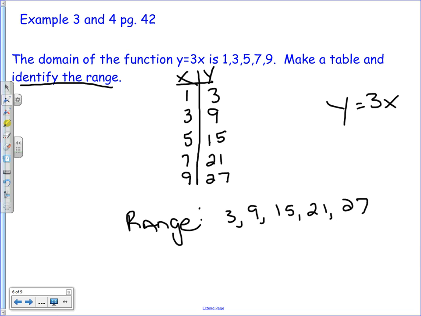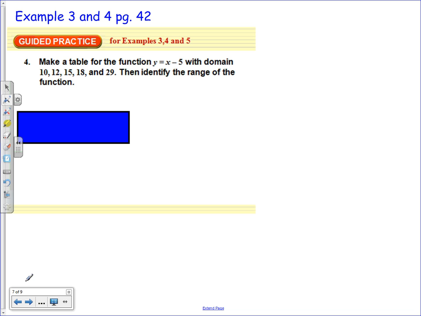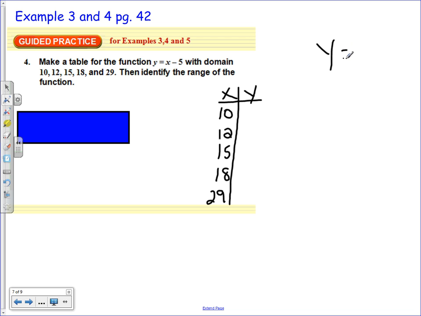Example 3 and 4 is on page 42 and 43. It says make a table for the function y equals x minus 5 with a domain of 10, 12, 15, 18, and 29. Once again, we're going to encourage you to use your tables like this and use the blue lines that are already on your paper. My domain or my x is 10, 12, 15, 18, and 29. My rule for my function was y equals x minus 5.